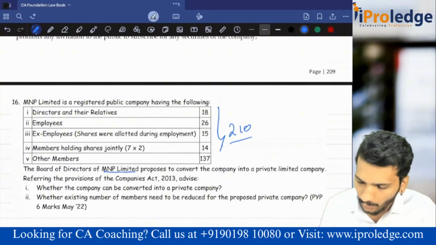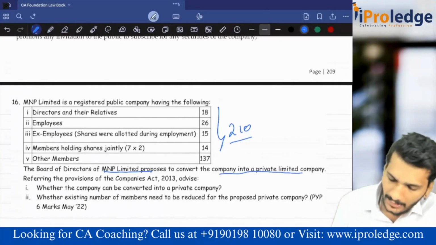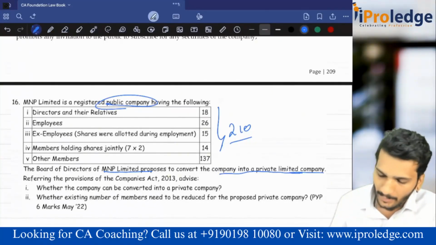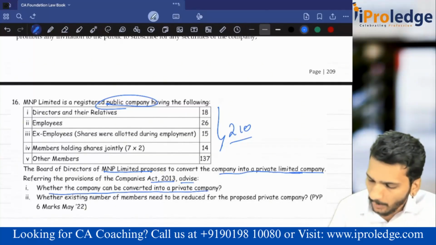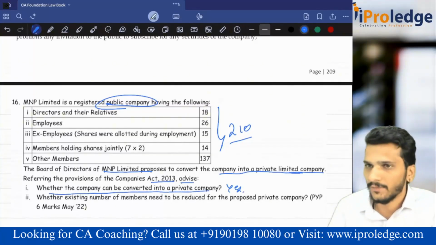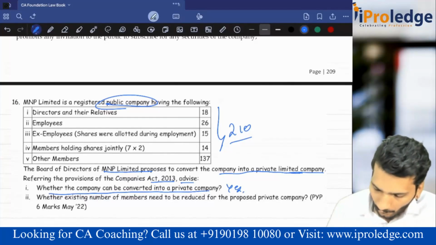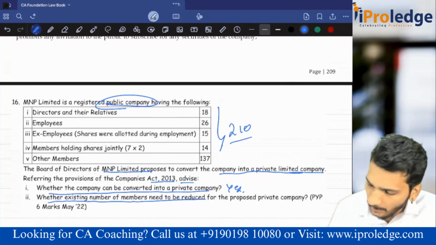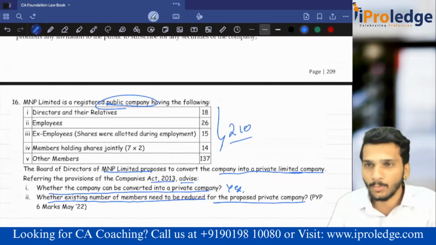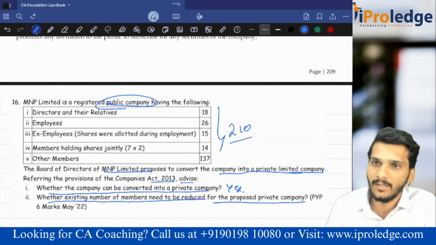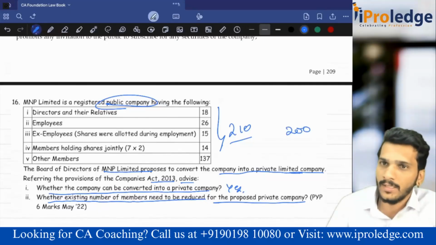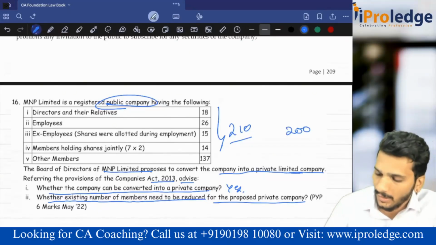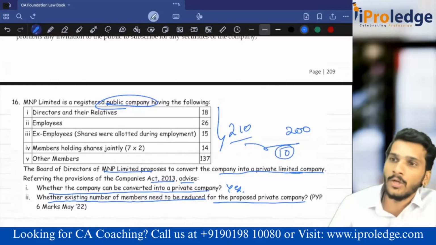Now they wanted to convert the company into a private limited company. It is a public company first. Referring to the provisions of the 2013 Act, whether a company can be converted into a private company, yes, it can be converted. The answer for this is only that much. Whether the existing number of members needs to be reduced for the proposed private company, that means do you need to remove somebody to convert into a private company? Because there are 210 members, and the maximum is 200 for a private company. That means are you required to remove the 10 members and convert into a private company? That is what they are asking in the second question.